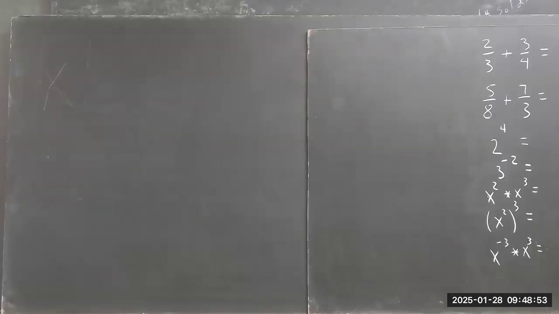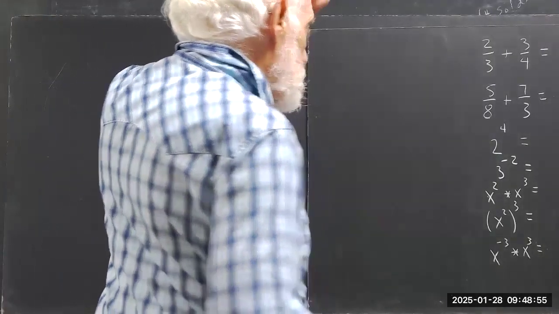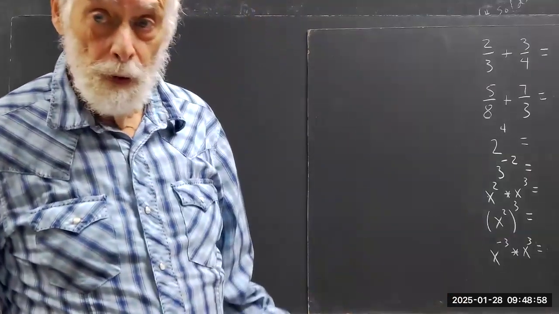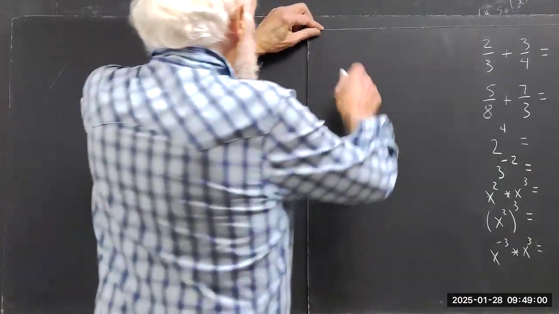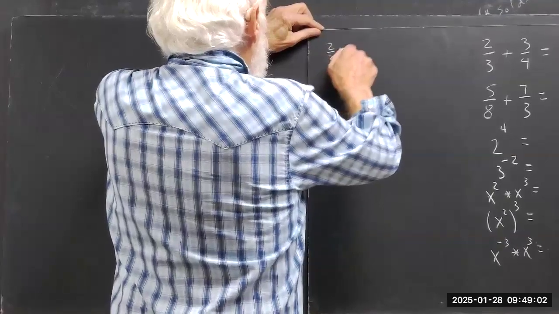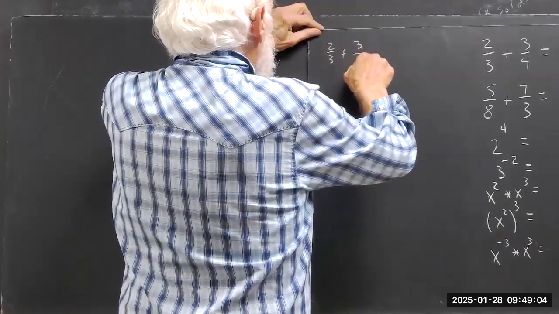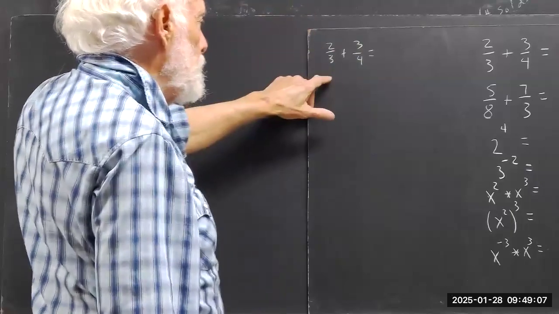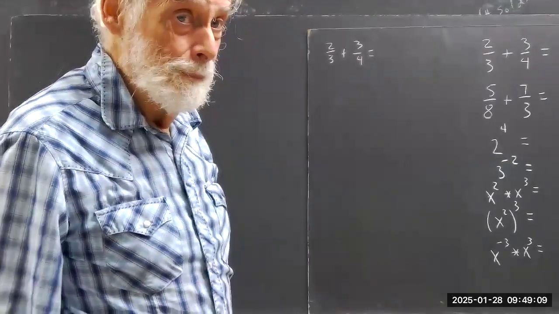Okay, so we have a quiz here, and I'm going to work through it rather quickly because everybody did pretty well. Okay, 2/3 plus 3/4 equals what? Well, your common denominator is 12, right?